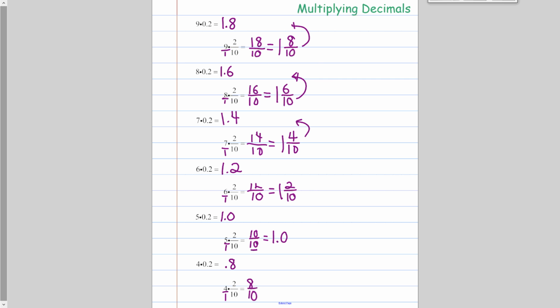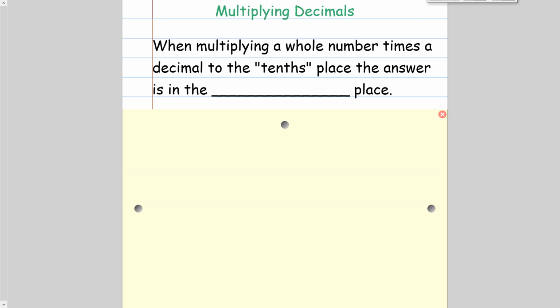Now, as we look for a pattern, when we look back here, notice we're multiplying by tenths on this whole page. These are all tenths. Our answer is always in the tenths place. So when multiplying a whole number times a decimal to the tenths place, the answer is in the tenths place.